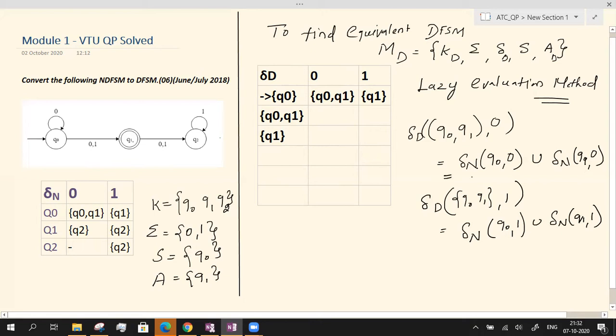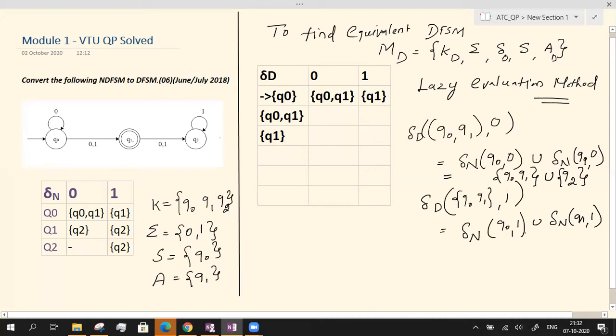δ_N of (Q0, 0). If you refer to the transition table, it says it is {Q0, Q1}, union Q1 on 0 from the NFSM transition table. Q1 on 0 is nothing but Q2. So let me write here as Q2. So it is {Q0, Q1, Q2}.